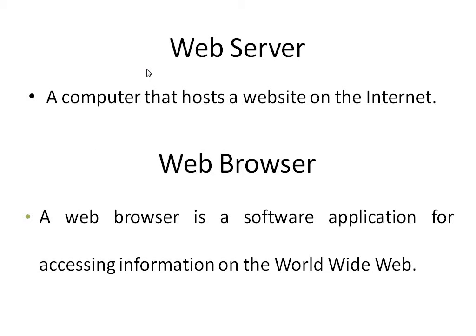Where do these websites or web pages get stored? On the web server. A web server is the computer that hosts a website on the internet. Whenever we want to put a website on the internet, we need a web server. Next, the web browser. This is the client. We all are clients where we want to access information. If we want to access the information in the World Wide Web, that is the internet, what do we do? We just click on the address and a software application accesses the information for us. That software application is what is said to be the web browser.